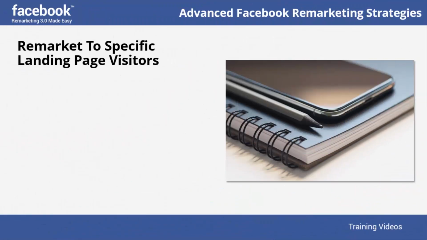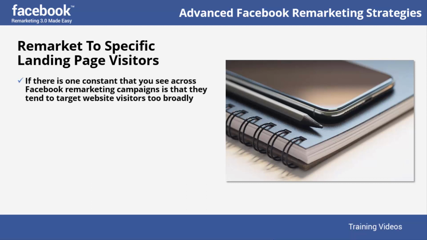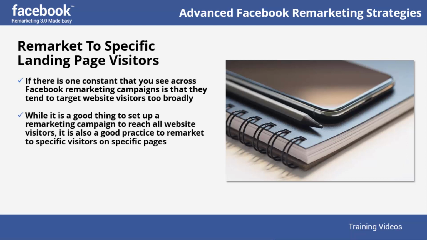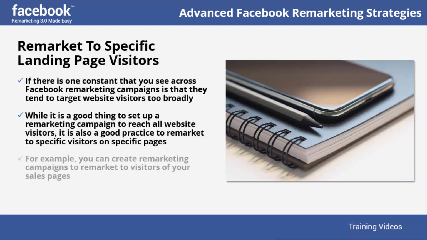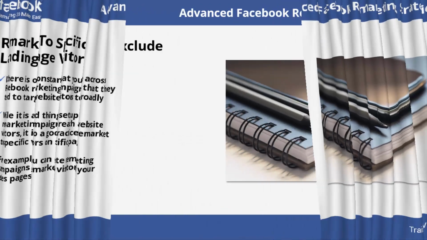Remarketing to specific landing page visitors. If there is one constant that you see across Facebook remarketing campaigns, it is that they tend to target website visitors too broadly. While it is a good thing to set up a remarketing campaign to reach all website visitors, it is also a good practice to remarket to specific visitors on specific pages. For example, you can create remarketing campaigns to remarket to visitors of your sales pages. Now, it won't be enough to retarget them with ads, but to retarget them with highly targeted ads that are relevant to the people visiting a specific sales page.